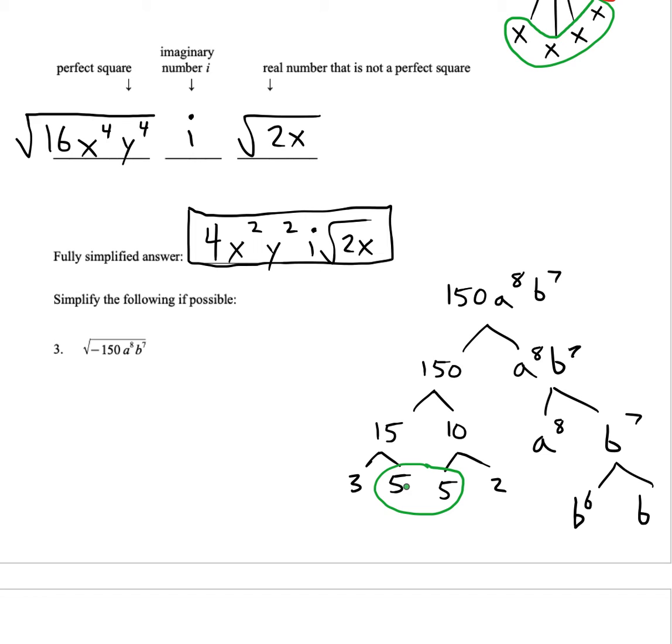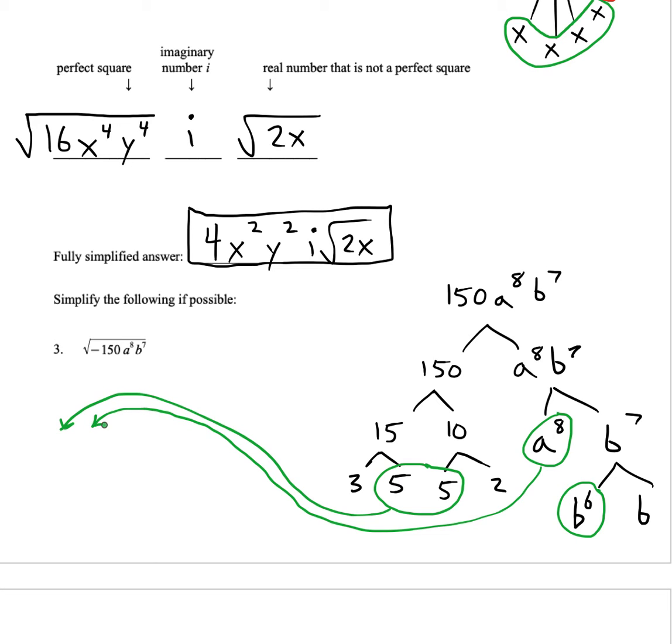So this is paired. And when it comes to a to the 8th, there's going to be definitely paired a's inside there. And for b to the 6th, we'll have pairs as well. We'll have 3 pairs of b's in there. All right, so all of this is going to go into the perfect square part of our breakdown.